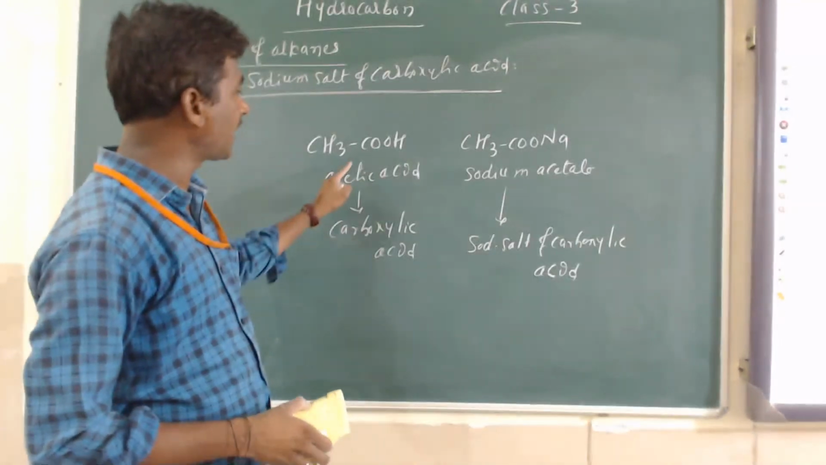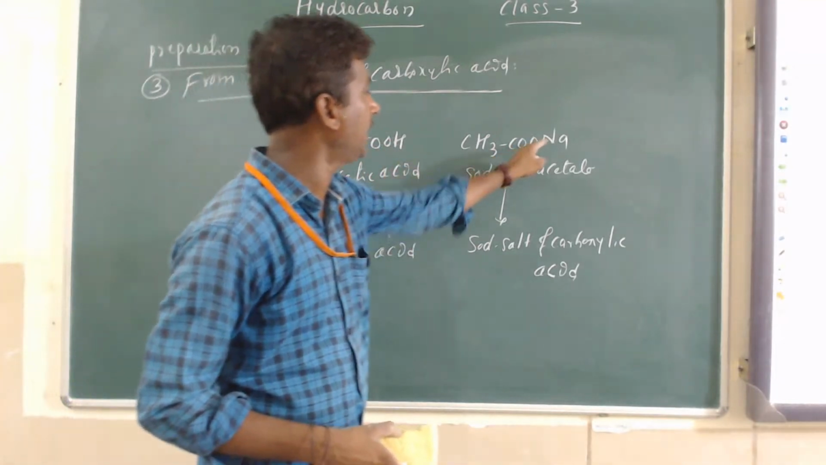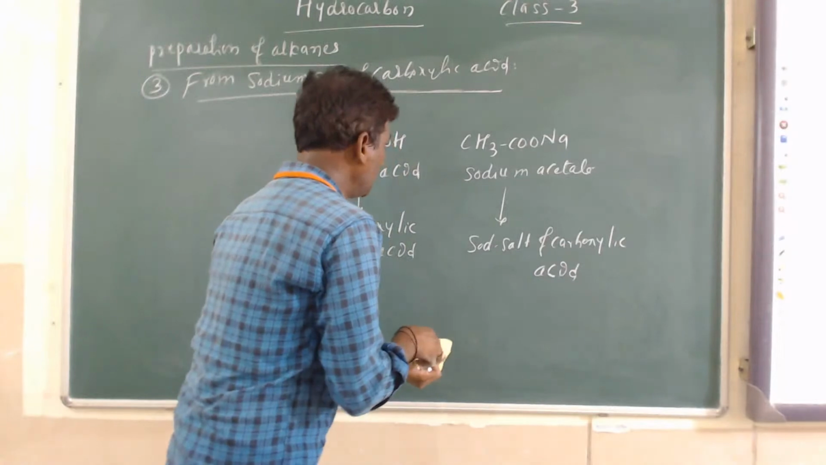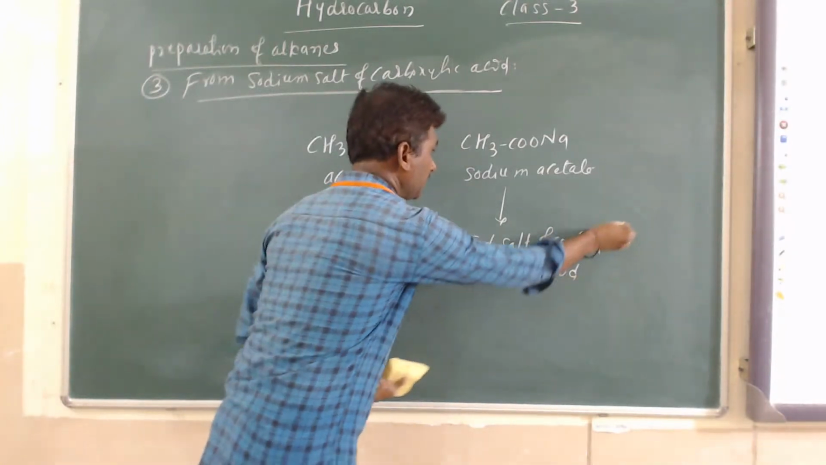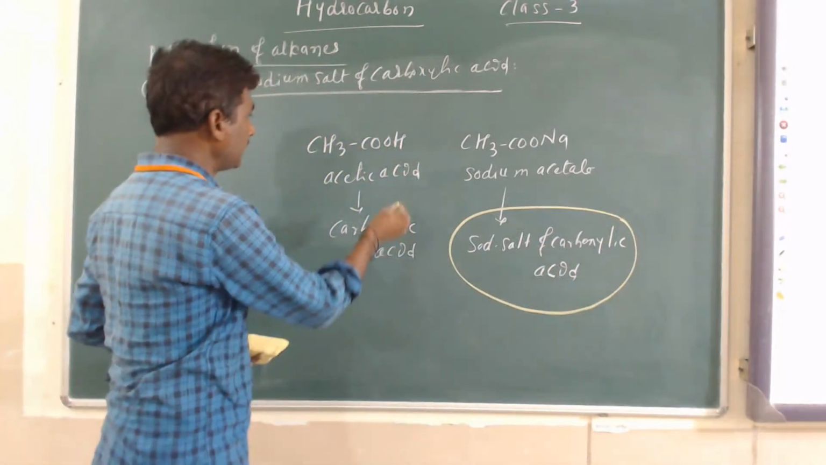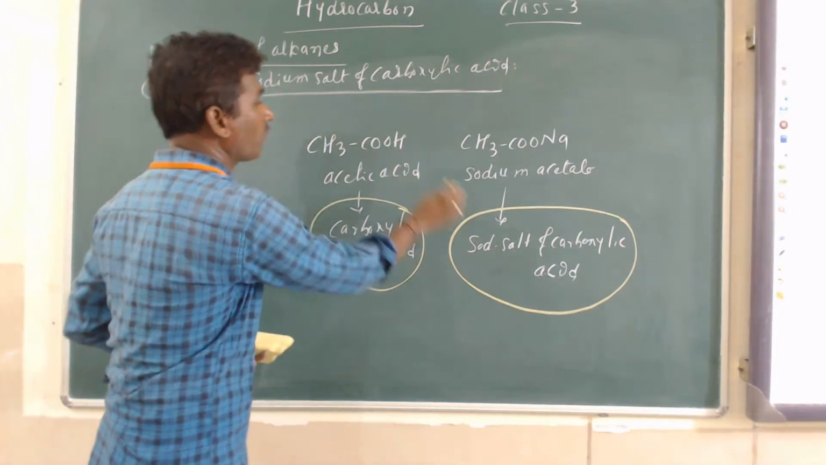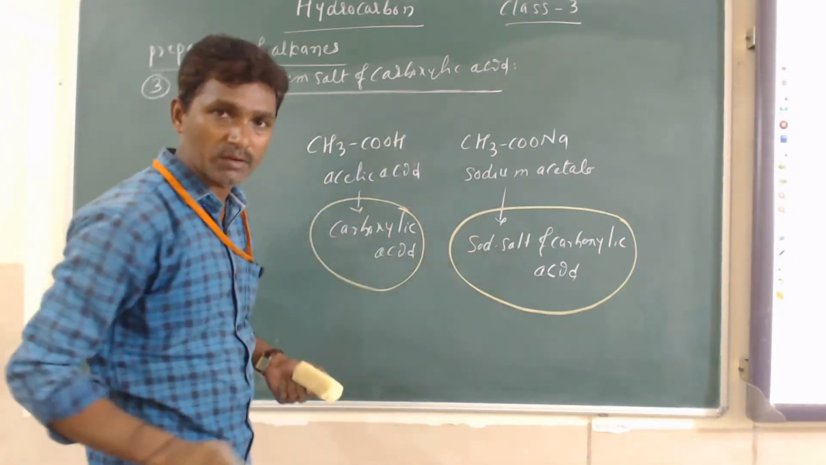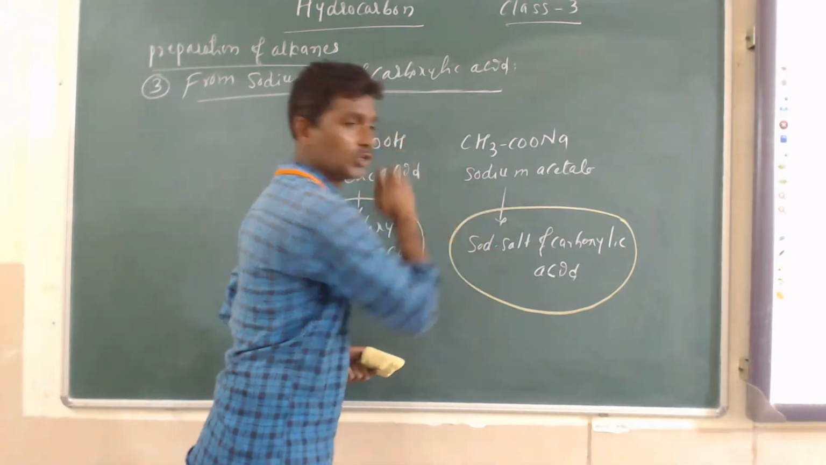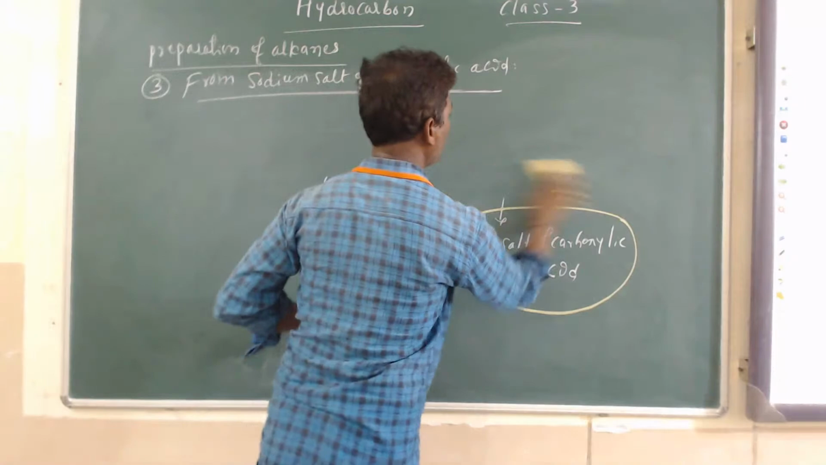Example for carboxylic acid, acetic acid. If you replace the H of acetic acid by Na, it is called sodium acetate. Sodium acetate is nothing but a sodium salt of carboxylic acid. Acetic acid is an example of carboxylic acid, but you have to take the sodium salt of carboxylic acid, which is sodium acetate. Now I can take sodium acetate.